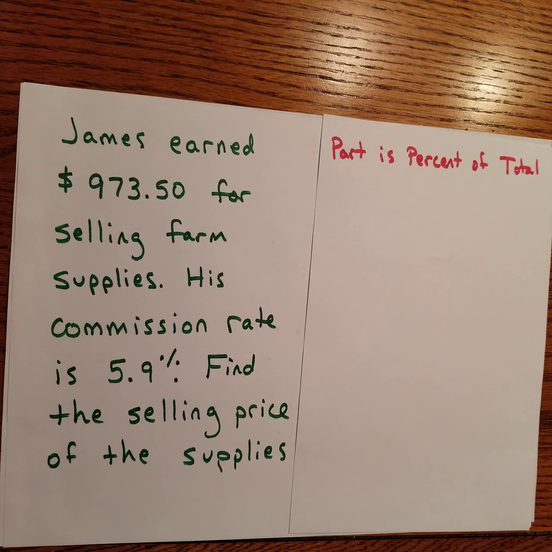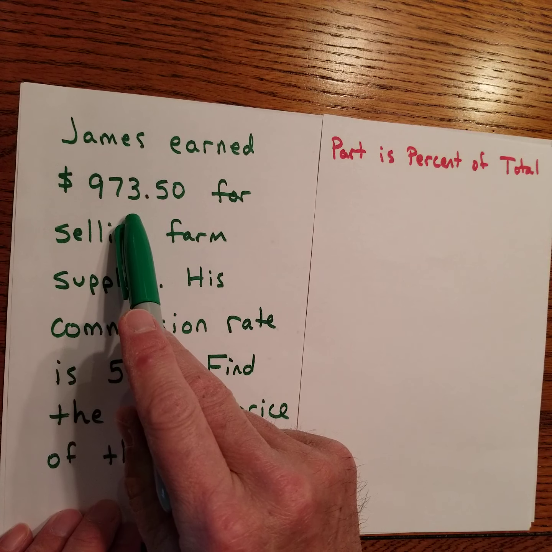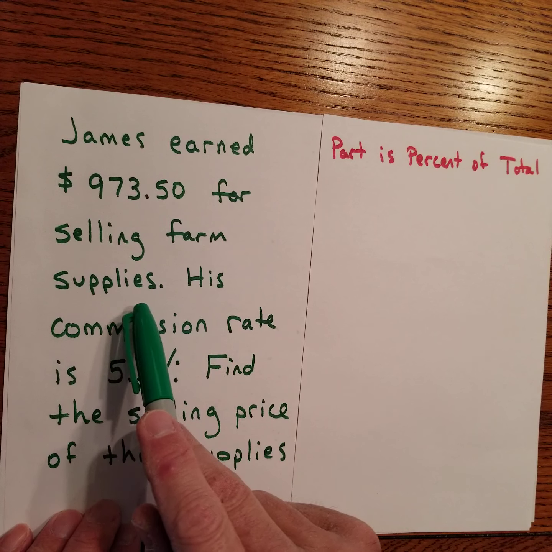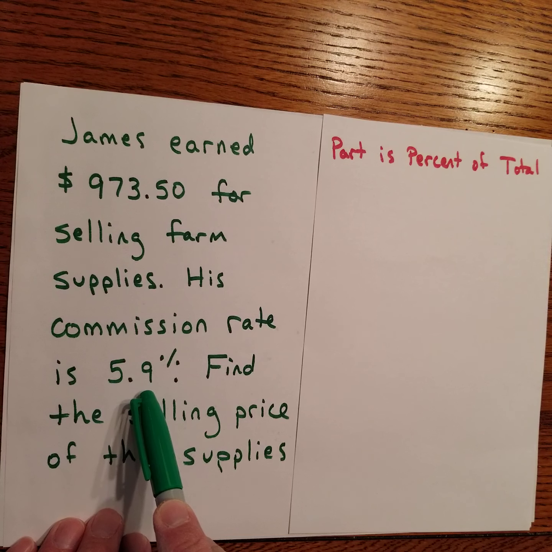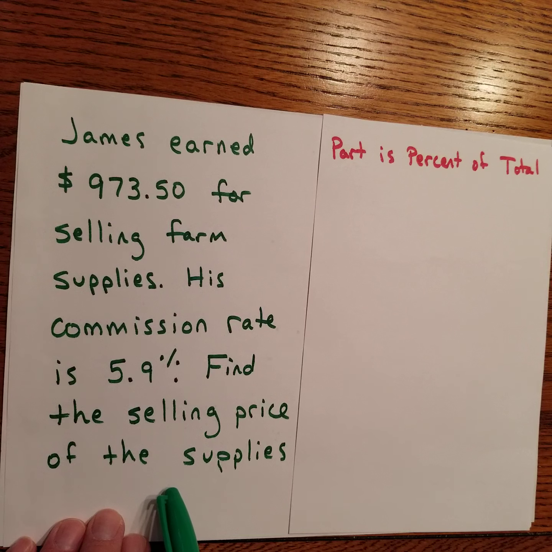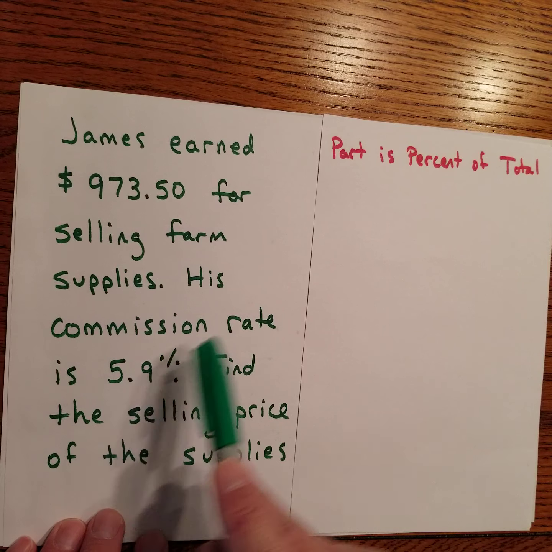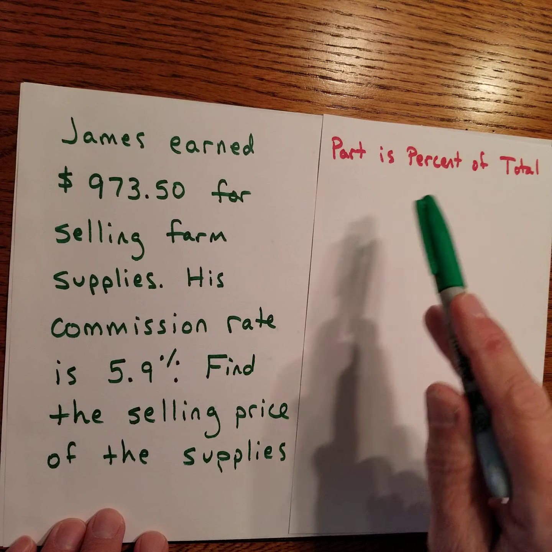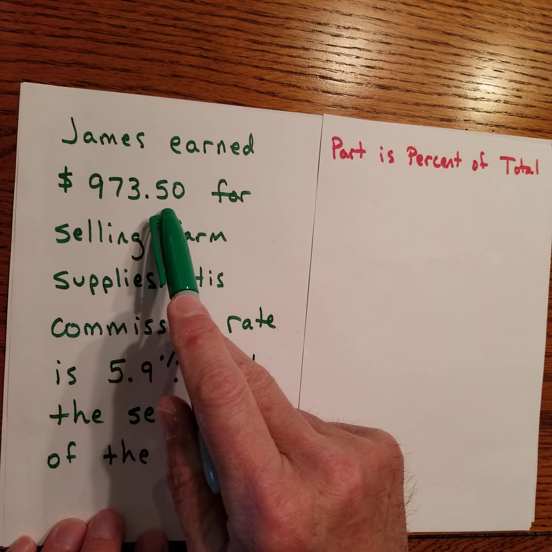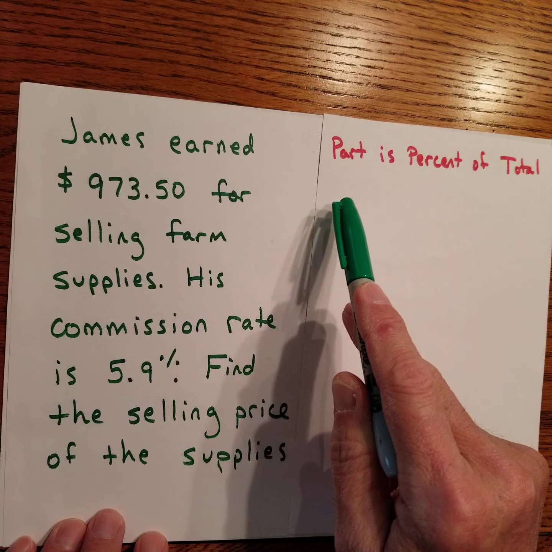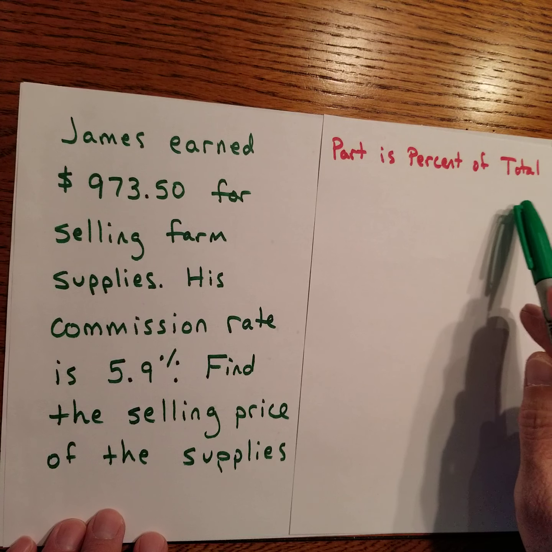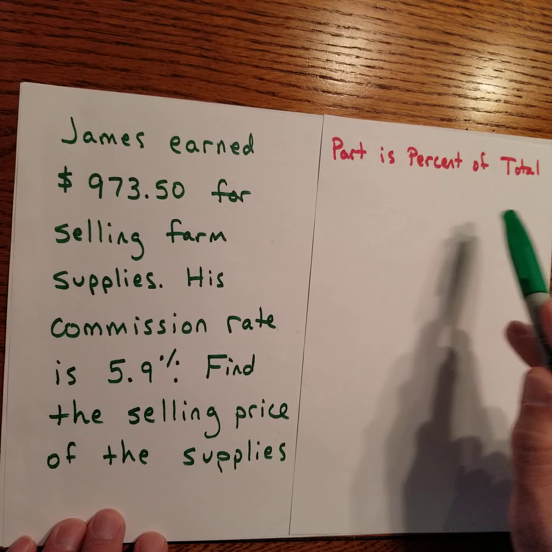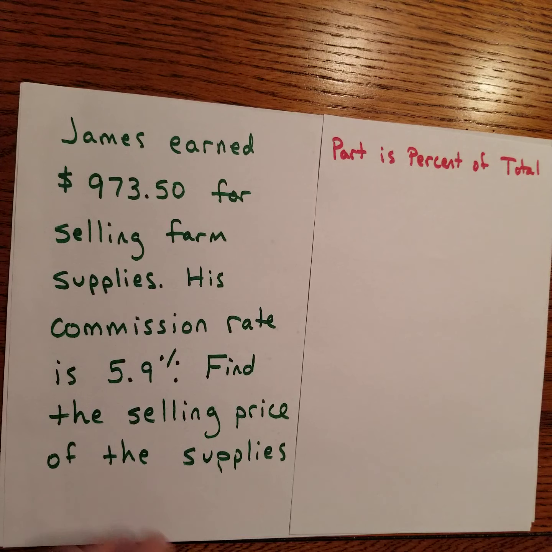All right, let's try it. James earned $973.50 for selling farm supplies. His commission rate is 5.9%. Find the selling price of the supplies. All right, well, what do we know? 5.9%, certainly going to be my percentage. The amount that James earns or keeps is the part. It's part of what he sold. The final question, can you find the selling price? We're trying to find out how much he sold if he gets to keep $973.50.